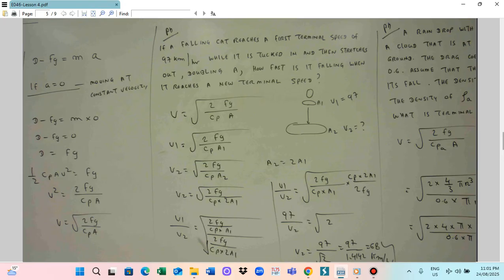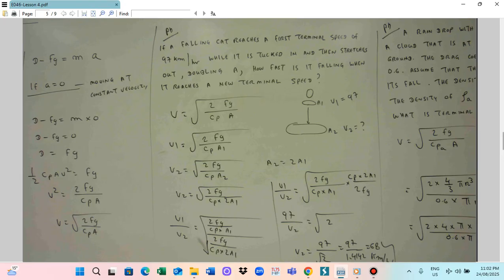So this means the cat is first falling here. This is the cat, with surface area A1. After it spreads out, it goes to another surface area A2. So we have to find the velocity. In this case the velocity is V1 here, and V2 is what we have to calculate. V1 is the original given as 97, at area A1. After passing to area A2, we need to calculate the velocity V2.